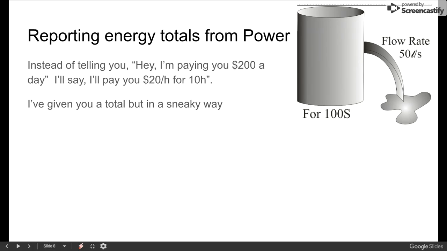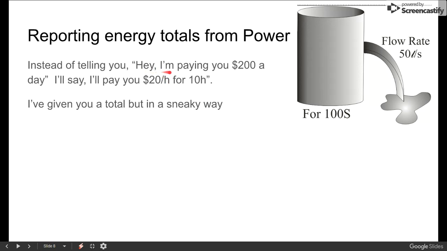So we can look at totals starting from the flow rate. So if I said to you there's a water tank that's leaking 50 liters a second for 100 seconds, how much was in this tank? Well, 50 liters a second for 100 seconds, that's 5,000 liters.